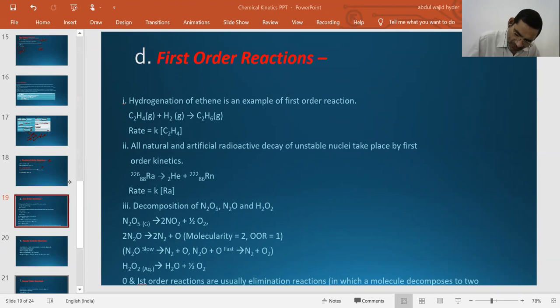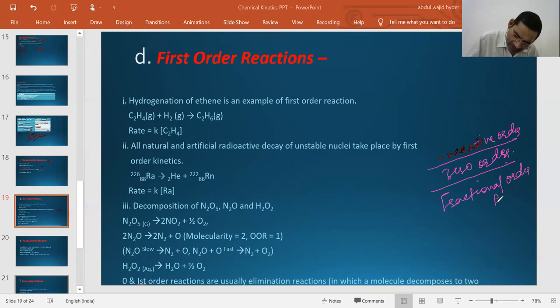First you discussed negative order reactions, then zero order, then fractional order. These three are over. Now the fourth one is first order reactions.